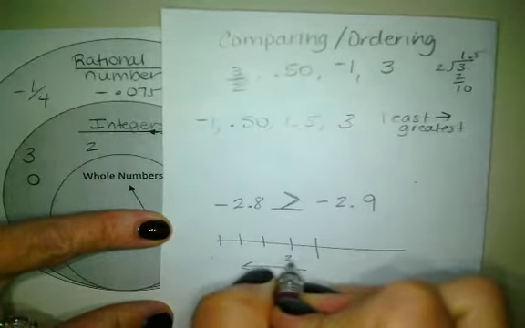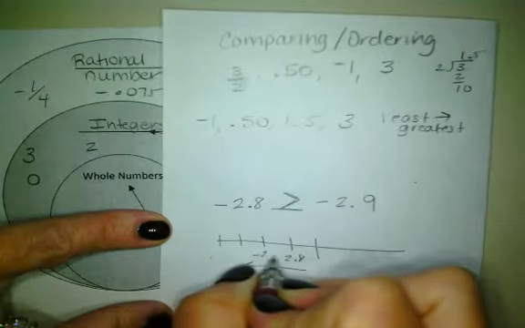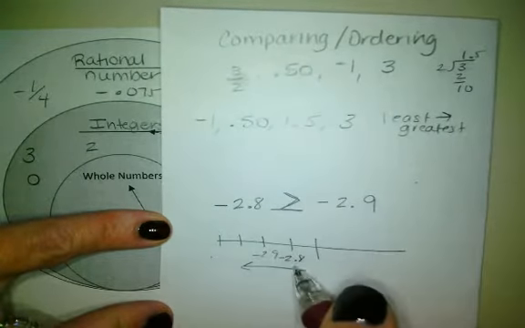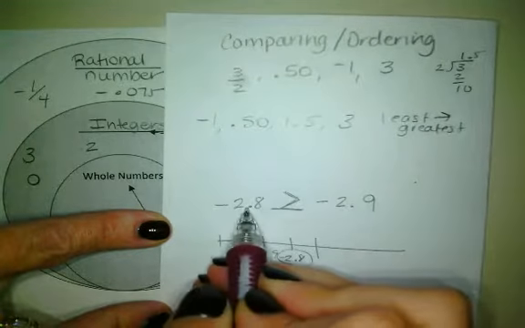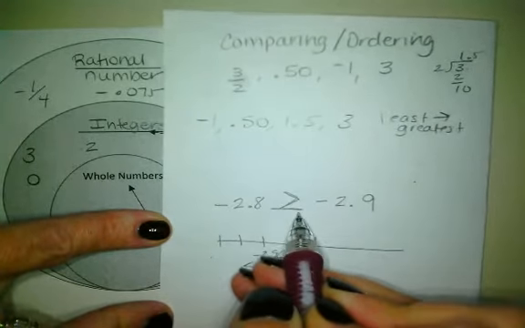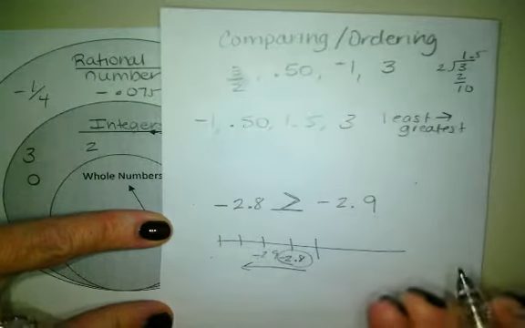Because let's say 2.8 is here and 2.9 is here. Well, which one's greater than? The one that's closer to 0. So that would be this one. So negative 2.8 is greater than negative 2.9.